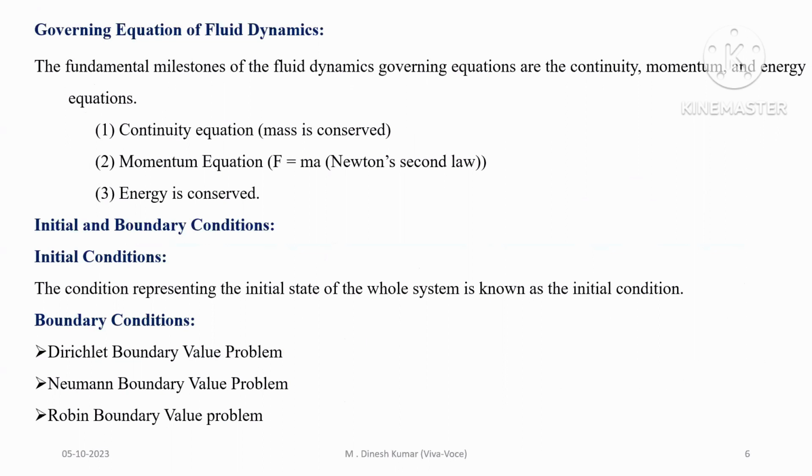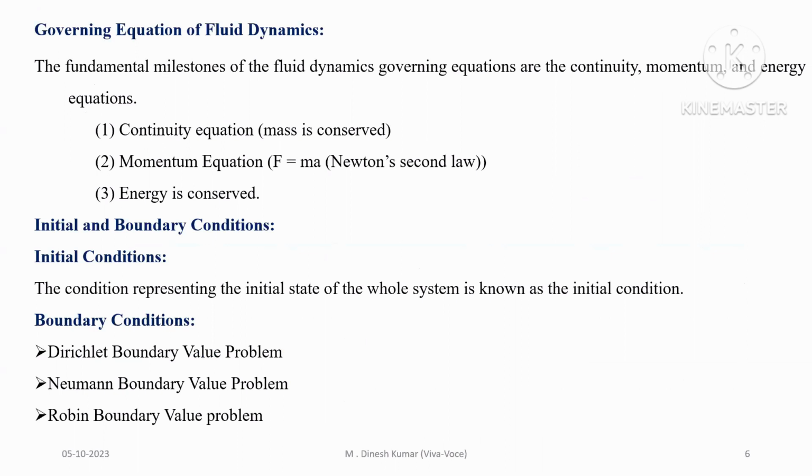And these are the governing equations: the continuity equation, that mass is conserved, and the momentum equation. The momentum equation can be derived by using F equal to ma, Newton's second law. And the third one is the energy equation, from which we know that energy is conserved. Then there are the initial and boundary conditions, from which we know the initial state of the system and the boundary conditions. Again, there are three types.